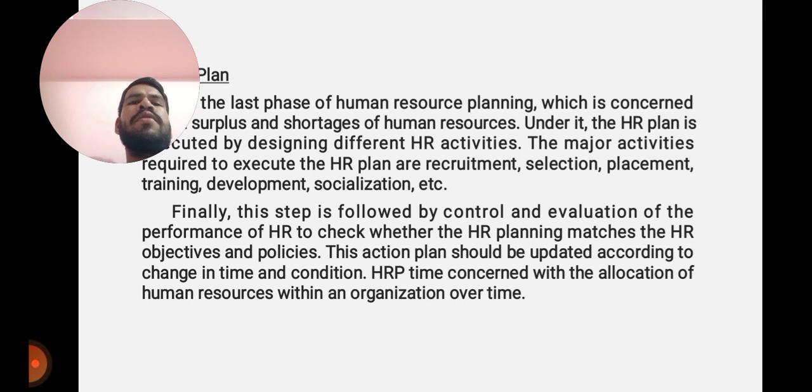Action plan. The last phase of human resources planning is concerned with surplus and shortages of human resources. By designing different HR activities, the major activities required to execute the HR plan are recruitment, selection, placement, training, development, socialization, etc. Finally, this step is followed by control and evaluation of the performance of HR to check whether the HR planning matches the HR objectives and policies. This action plan should be updated according to changes in time and conditions.